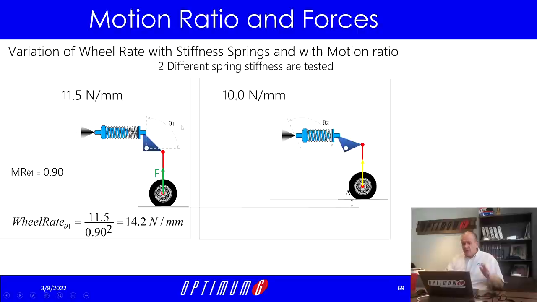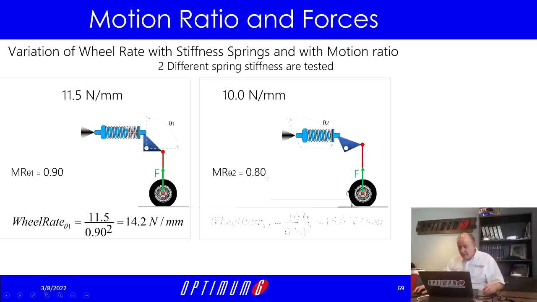Yeah, but if the old spring has the same free length and you don't change the suspended mass, guess what? You are going to compress that spring. That means that you are moving the rocker. And that means that you have now a motion ratio of 0.8. And if I do the wheel rate calculation, it is spring divided by the square of the motion ratio. Ta-da! Look at that. You have a softer spring, but you have a stiffer suspension.